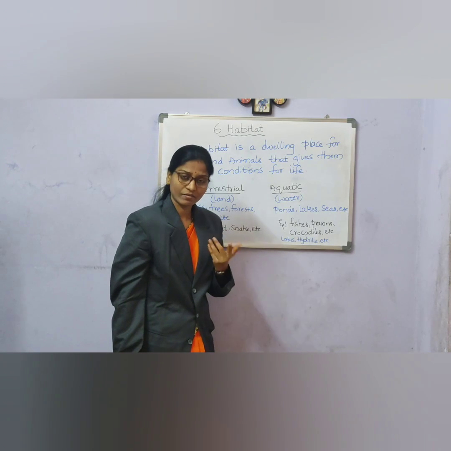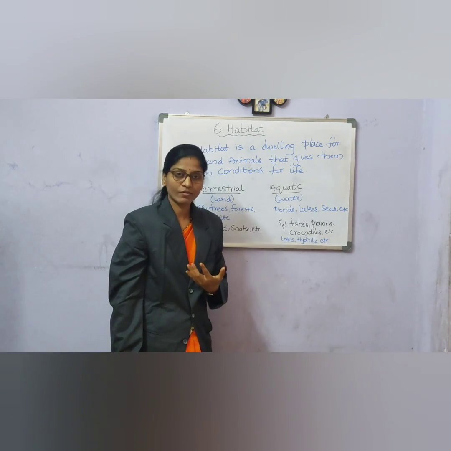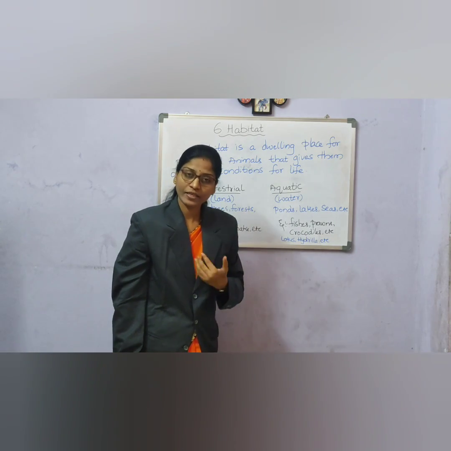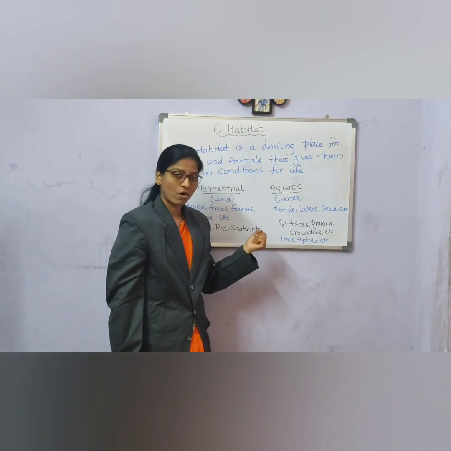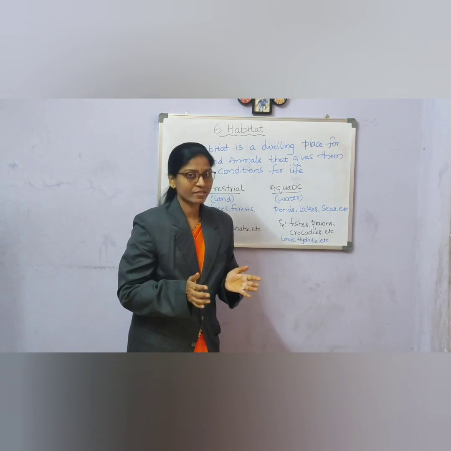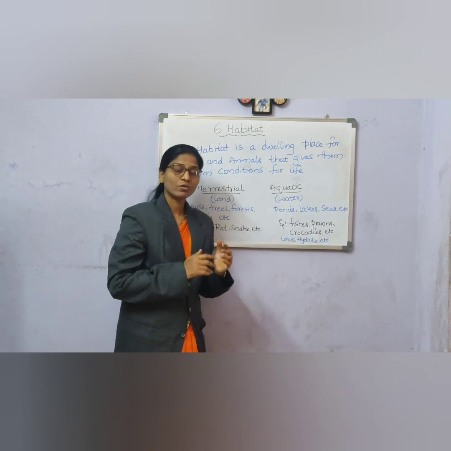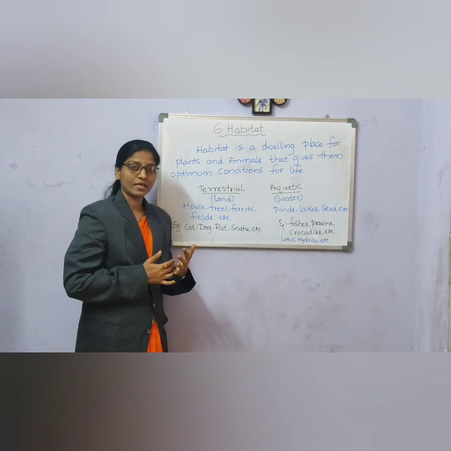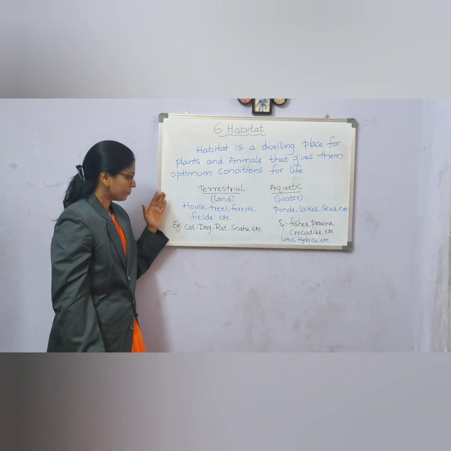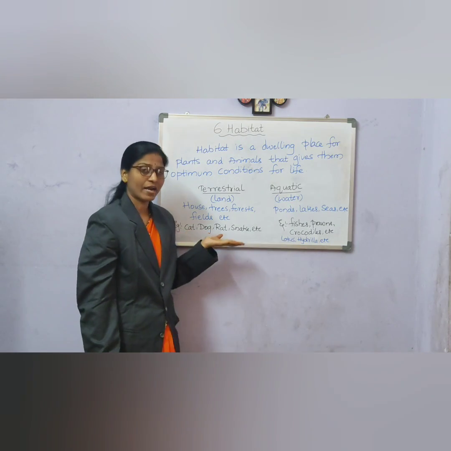Next, what is an aquatic habitat? Water. So many plants and animals also live in the water. So this type of habitat is called the aquatic habitat. Ponds, lakes, rivers, pools, small water pools, tanks and seas all come under the aquatic habitats. The plants and animals living on the terrestrial habitat are called terrestrial. For example, cat, dog, rat, snake.